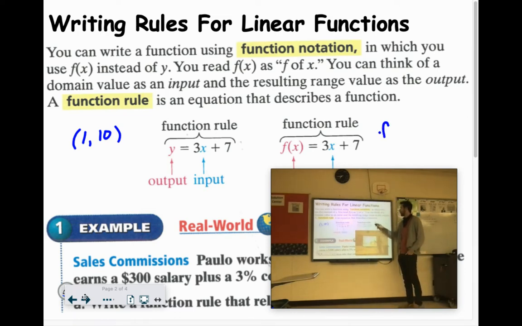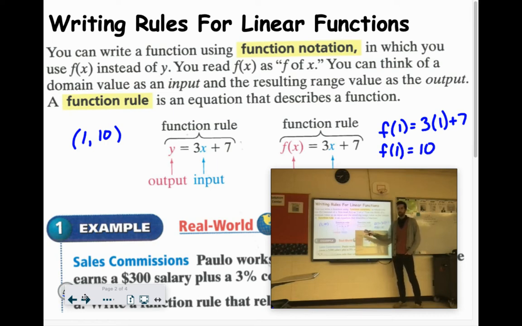You'd say f of, and then what you're inputting for x. So we're putting in 1 for x, and then you replace every x with a 1. You substitute that in. Now you don't really do anything with the left side of the equation. Your final answer will say f of 1 equals 10, like that. That's how you don't change the left side of the equation. It's just notation. It's just function notation. It's how they write it.